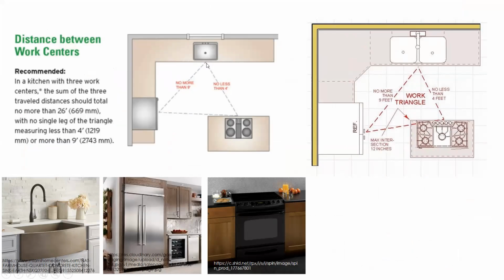So as you can see, the National Kitchen and Bath Association requires that between the refrigerator and the sink area, we cannot have a distance of more than 9 feet. And between the sink and the preparation area, no less than 4 inches. So this is, as I can say, the ideal to have a really comfortable area for you to work in a kitchen, safe and comfortable.